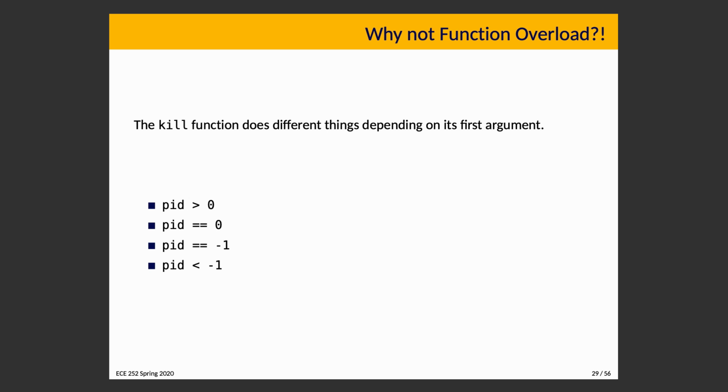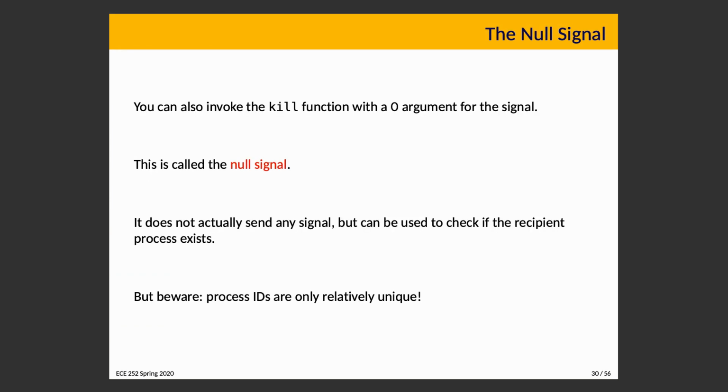And PID less than -1 is send the signal to all processes whose process group ID is equal to the absolute value of PID. Are the details of that important? No. We care mostly about sending for process ID greater than 0, but just for completeness, I thought it necessary to mention this. You can also invoke the kill function with a 0 argument for the signal. That doesn't actually correspond to any signal that we would find in the signal table. That refers to the null signal. It doesn't actually send any signal.